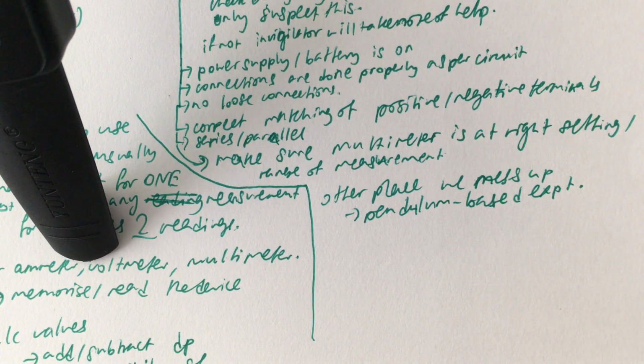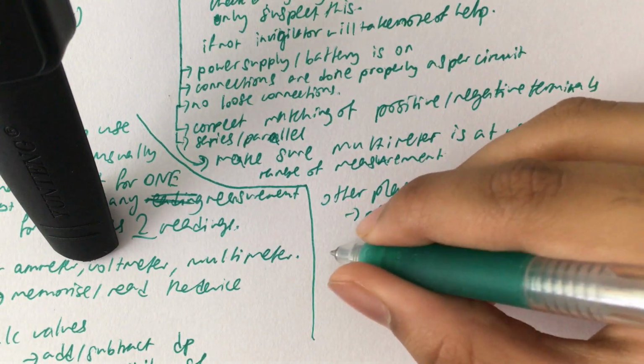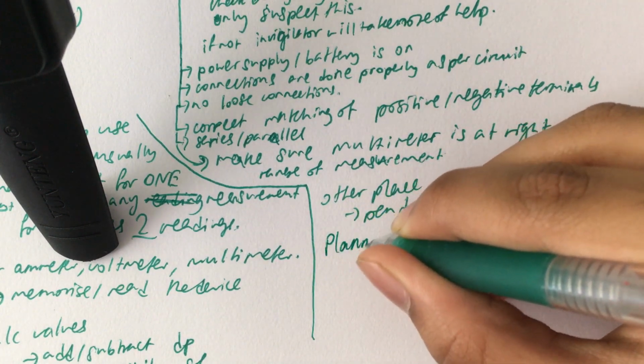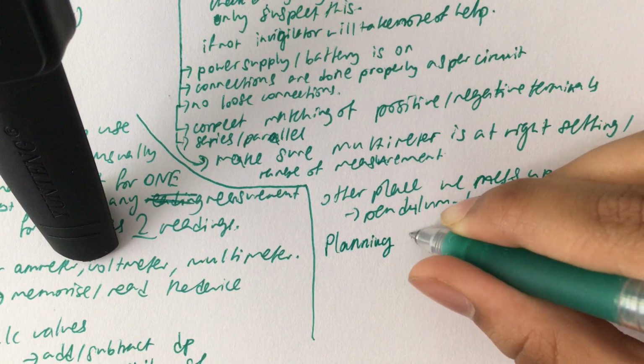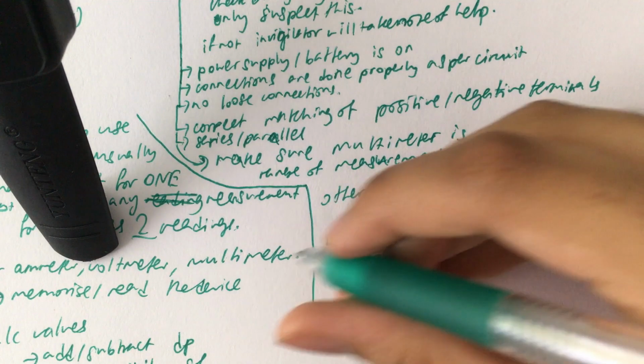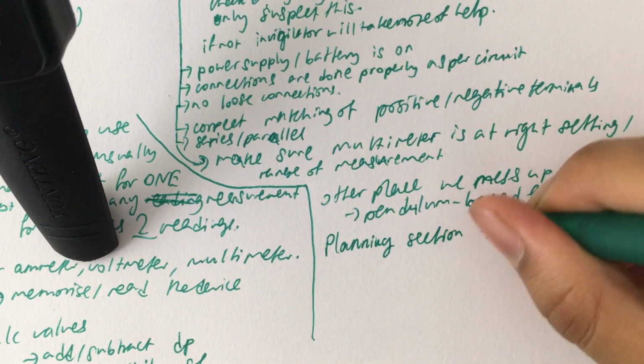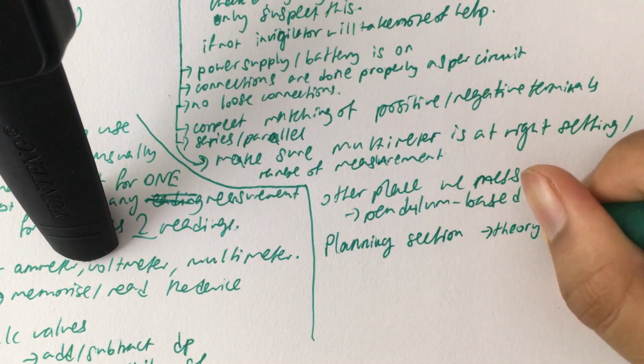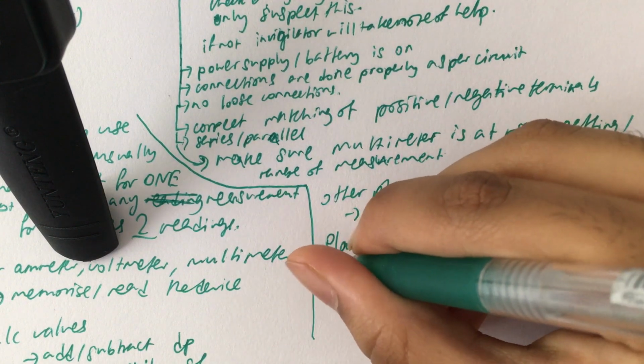So if you're really finished with all of your experiments really early, and you even finish your calculations and everything, like you're really fast, then go ahead and do the planning, especially if you need extra time for planning. For planning, you need a good knowledge of your theory, especially because you need to come up with all of the experimental details on your own.